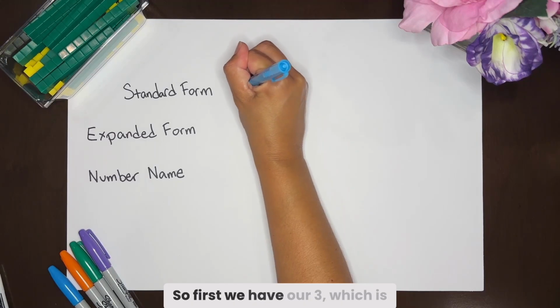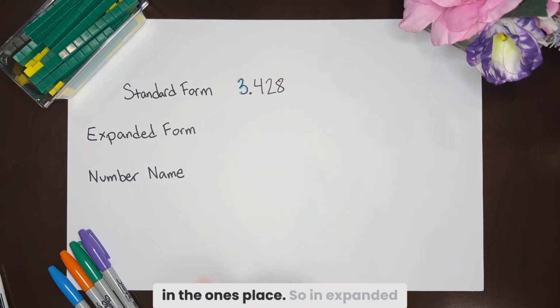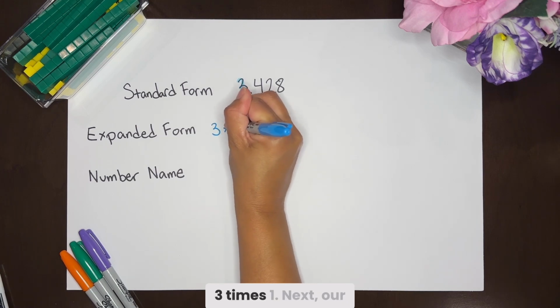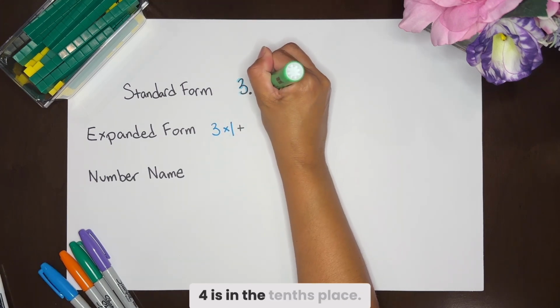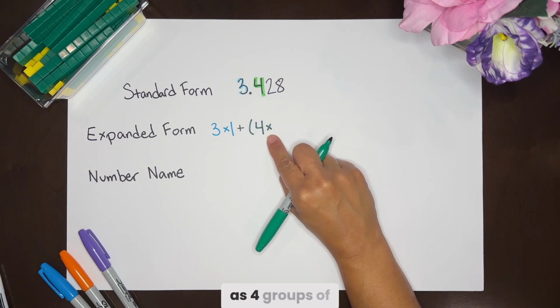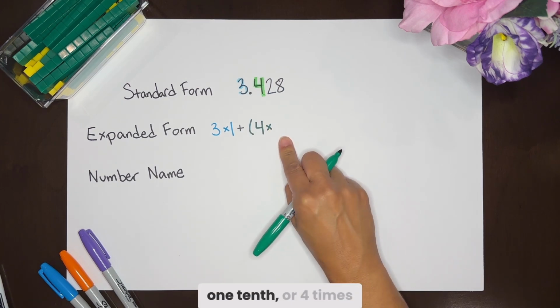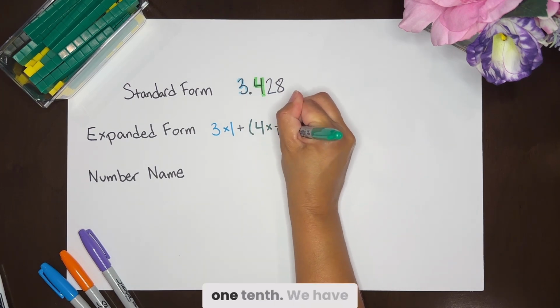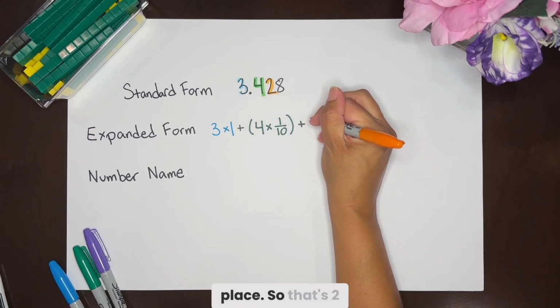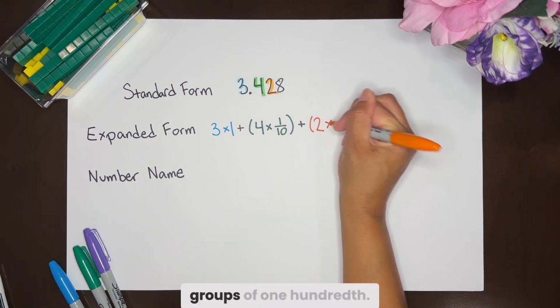And so first we have our 3, which is in the ones place. So in expanded form, this is written as 3 times 1. Next, our 4 is in the tenths place. So we will write this one as 4 groups of 1/10, or 4 times 1/10. We have a 2, it's in the hundredths place. So that's 2 groups of 100th.